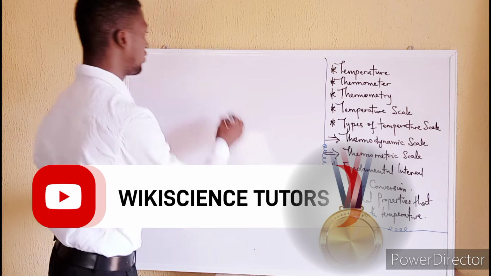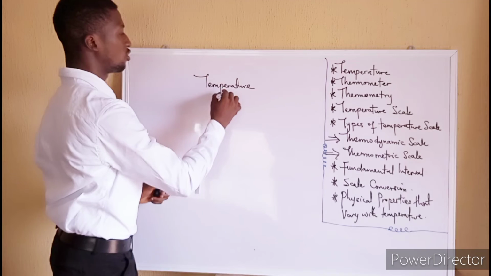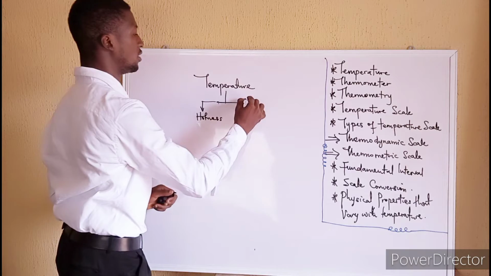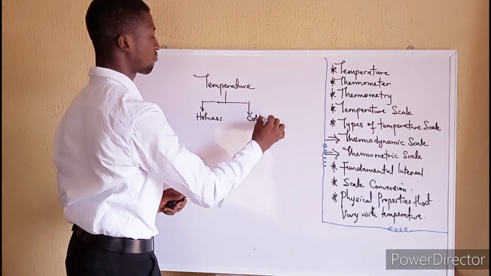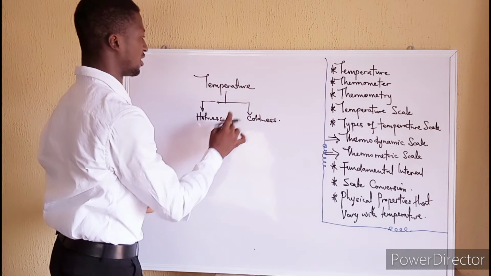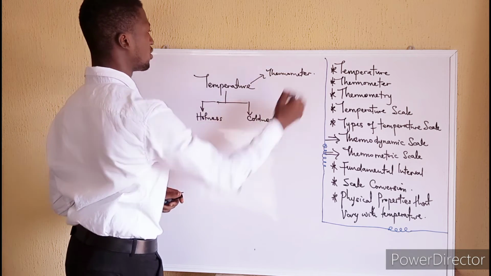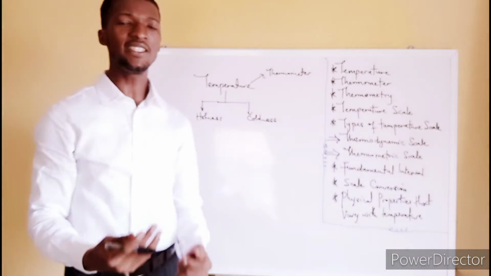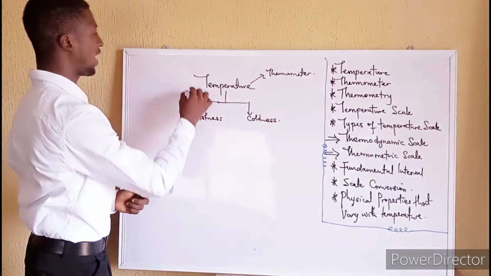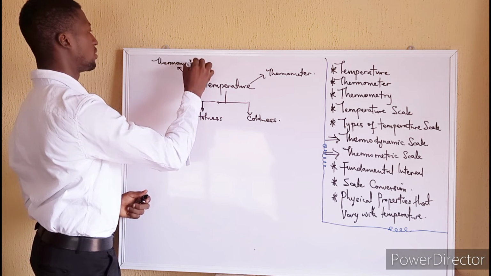What is temperature? Temperature is defined as the degree of hotness or coldness of a body. So here it qualifies the degree of either hotness or coldness of a body. The device that is used to measure the temperature of a body is called a thermometer. The scientific use of a thermometer to measure the temperature of a body is what we refer to as thermometry.